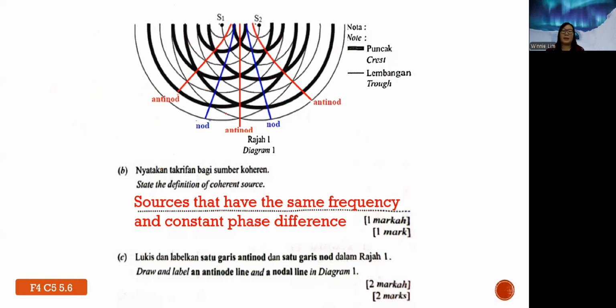These are other examples. You draw them, see? The red one is the antinodal line, while the blue one is the nodal line. So this is question 1.